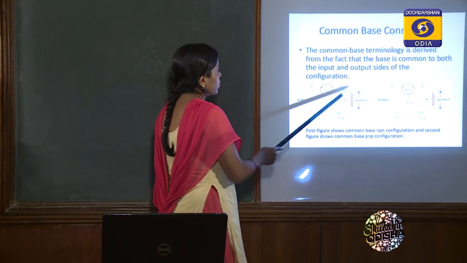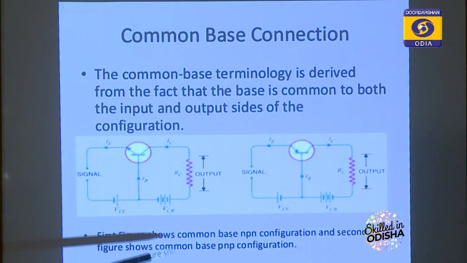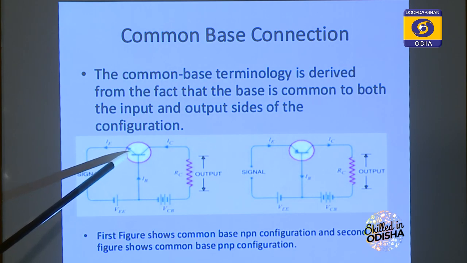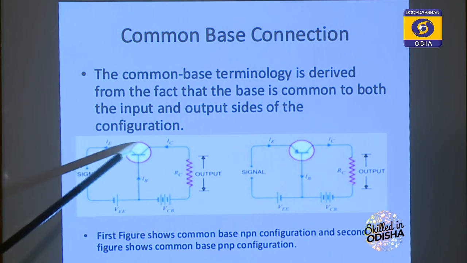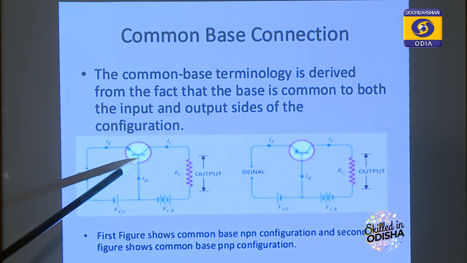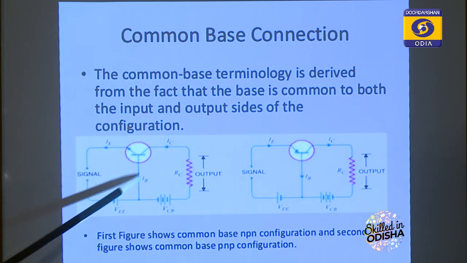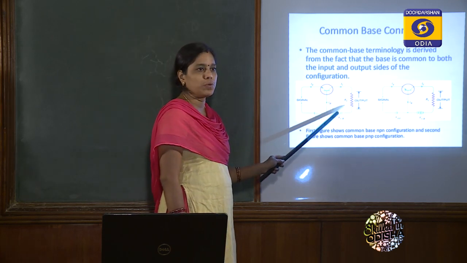This is the common base configuration. This one is the NPN transistor. Previously we have discussed the NPN transistor. Due to the arrow symbol, if the arrow symbol, the current symbol, is outward from the transistor, then this is an NPN transistor. So here NPN transistor, that is common base configuration. Now base part is common to both input side as well as output side.